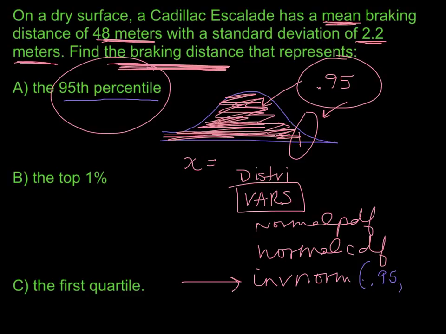Then it wants to know the mean, which is 48. And then it wants to know the standard deviation, which is 2.2. Notice I put commas in between all 3 of those values. You're going to do that in your calculator. And I get 51.6. Depending on the word problem, it might make sense to round to the nearest whole number. In this case, we can leave it as a decimal. So the braking distance that represents the 95th percentile would be 51.6 meters. That means 95% of the time you can expect it to take less than 51.6 meters before that Cadillac is going to come to a complete stop.